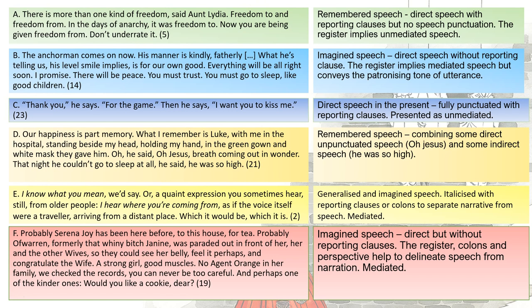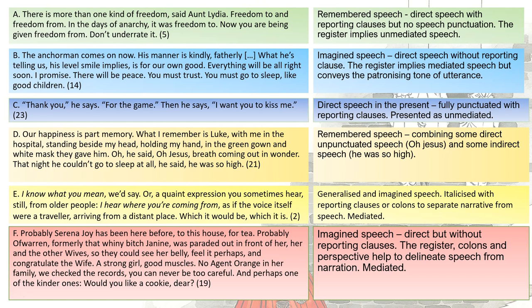The example in D has a combination of some direct but unpunctuated speech and some indirect speech. The final sentence there is a kind of indirect remembered speech of Luke's response, where he says that night he couldn't go to sleep at all. He said he was so high. Well, it has to be indirect because the perspective has been changed.